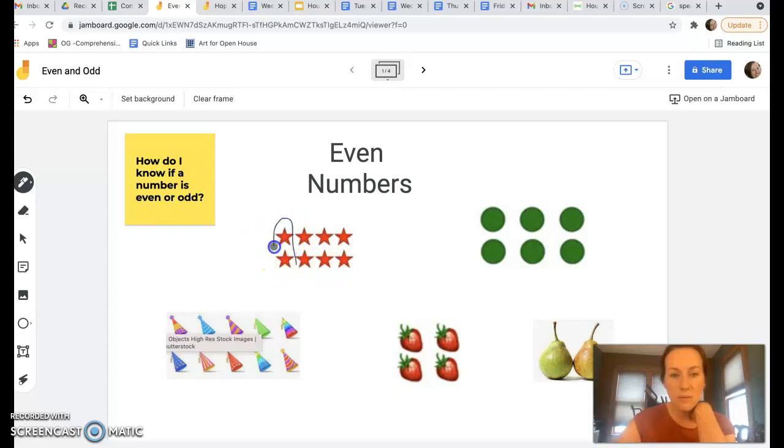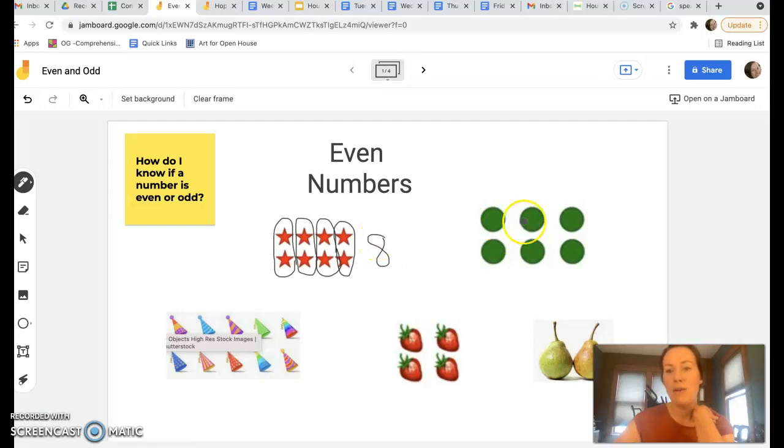And I know that they're even because if I take a look, each star has a pair, has a partner that goes with it. And there isn't one left over. So 8 is an even number because I have 4 pairs. 1, 2, 3, 4. Remember, 2 are in each pair. So if I count by twos, 2, 4, 6, 8, I get to 8.